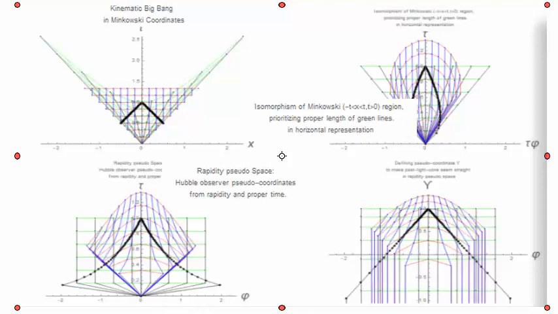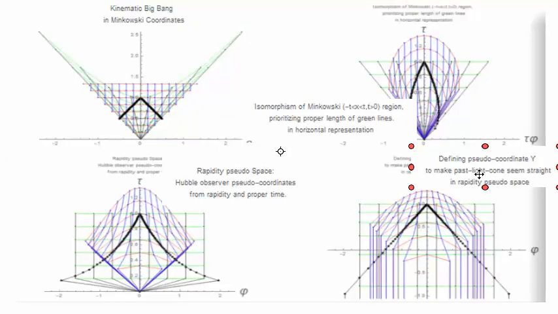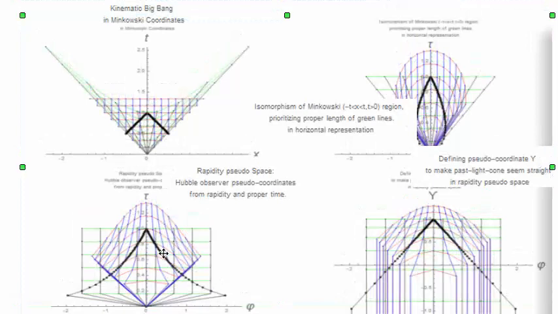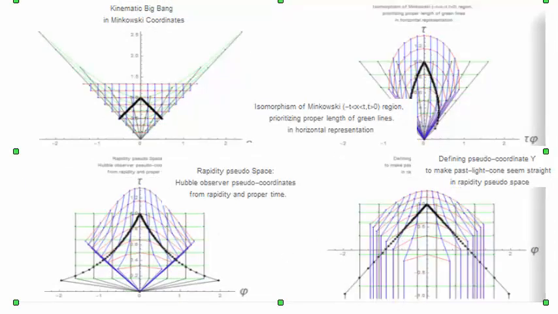And then finally this one, defining pseudo coordinate, I forgot what that was, upsilon actually, to make past light cone seem straight in rapidity pseudo space. So that is basically stretching out these constant time tau lines to make it look like this light cone is straight, so that the speed of light in those coordinates is straight.